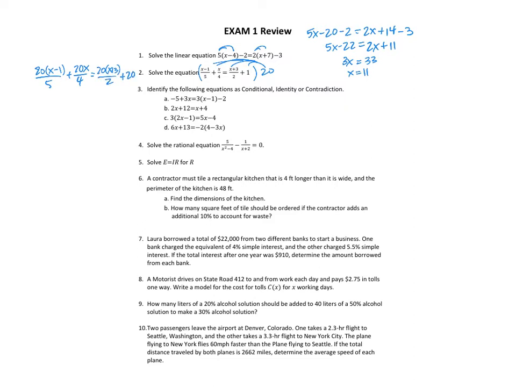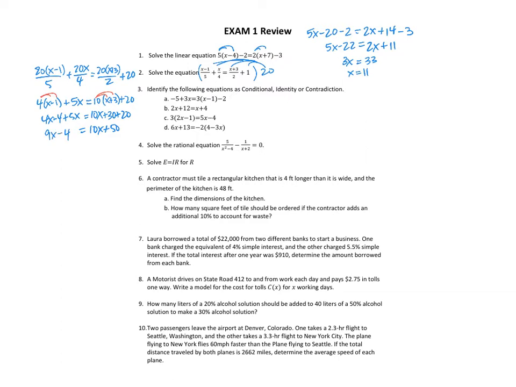And now I can reduce things. So 20 divided by 5 is 4. Plus 20 divided by 4 is 5x. 20 divided by 2 is 10. And plus 20. And then I can distribute these things in. And so I'm going to have 4x minus 4 plus 5x equals 10x plus 30 plus 20. So I get 10x plus 50 on the right-hand side, and on the left-hand side I'll get 9x minus 4.